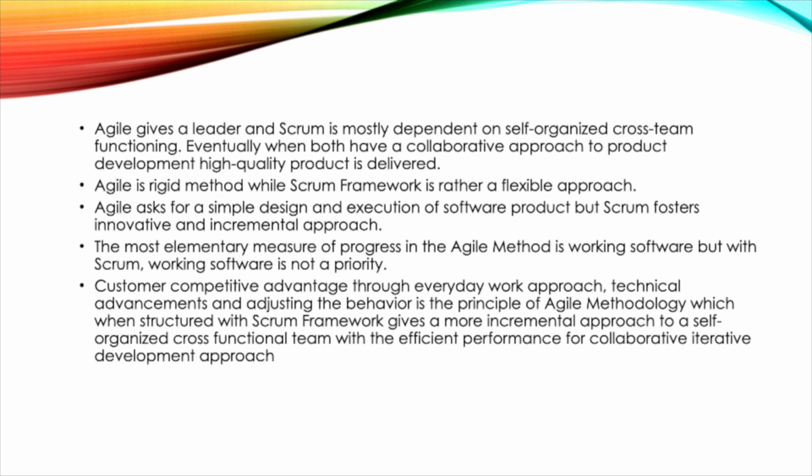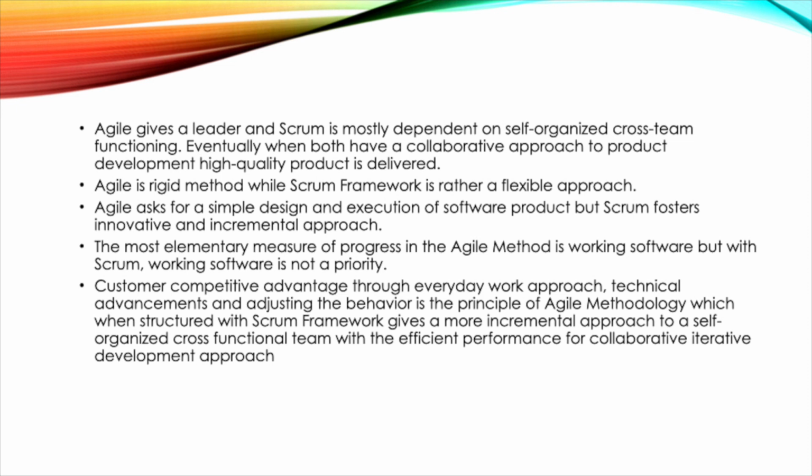Agile gives a leader and Scrum is mostly dependent on self-organized cross-functional teams. Eventually, when both have a collaborative approach to product development, a high-quality product is delivered. Agile is a rigid method while Scrum Framework is rather a flexible approach. Agile asks for a simple design and execution of a software product, but Scrum fosters an innovative and incremental approach.